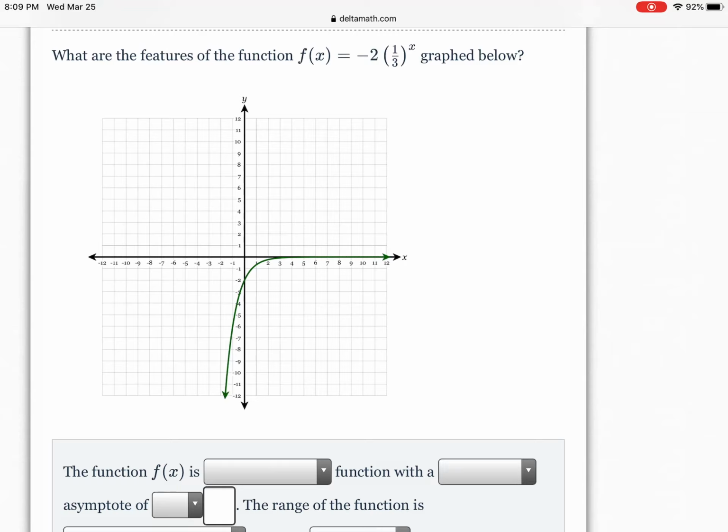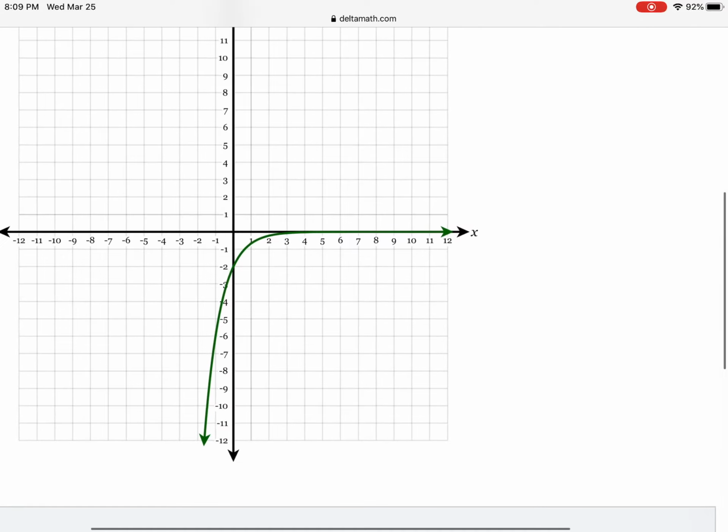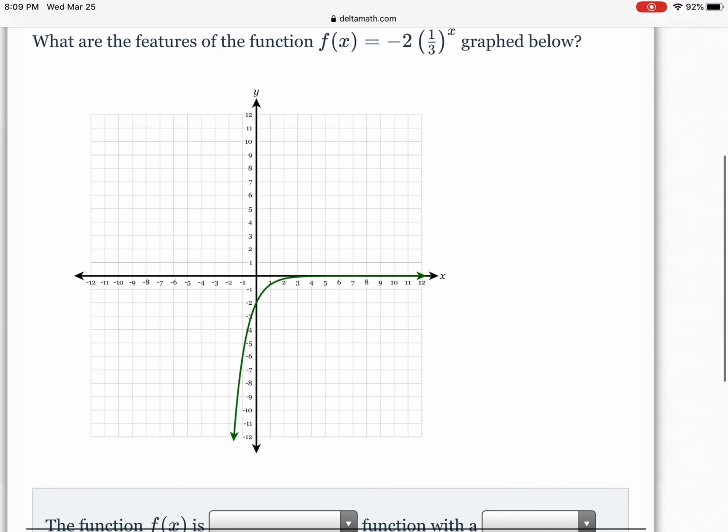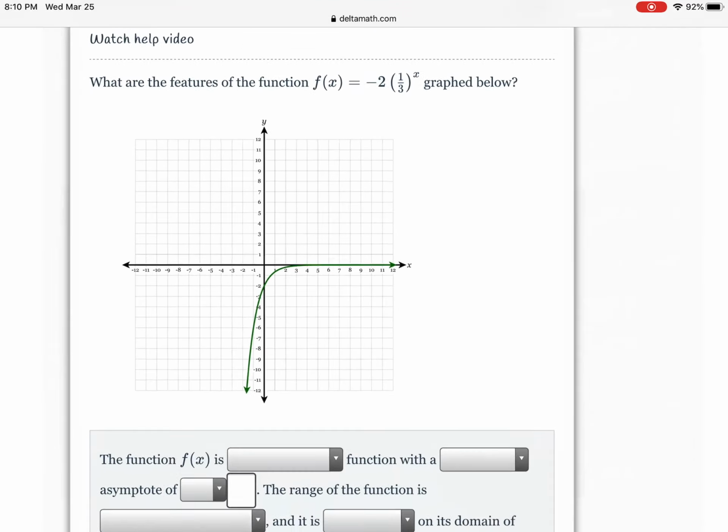So when I look at this, the negative with the 2, that negative causes it to be upside down. So that's why we see it's flipped over. That 1/3 is how much it increases by. And then the 2 is my starting point. So you can see how it starts at that -2.